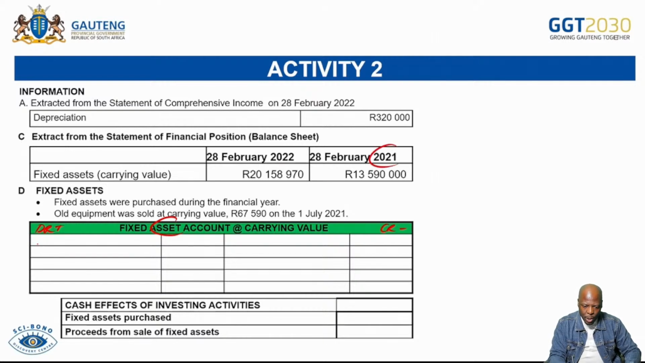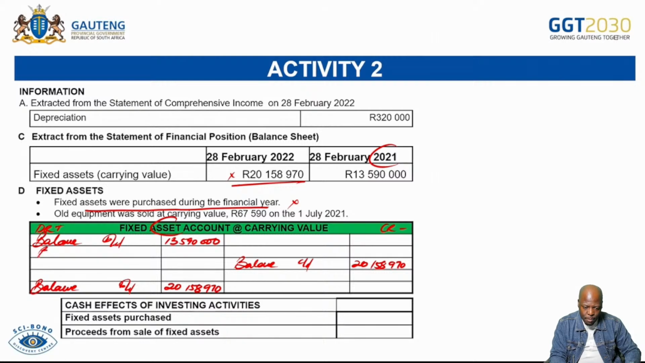So I'm going to come here in 2021 and I'm going to say balance brought down, and it is 13,590,000, which I'm going to bring now on the debit side again, balance brought down, which is your 20,158,970, which I will bring at the top here to become my balance carried down 20,158,970.